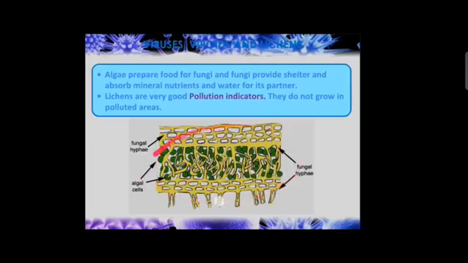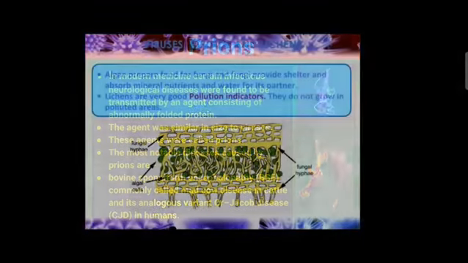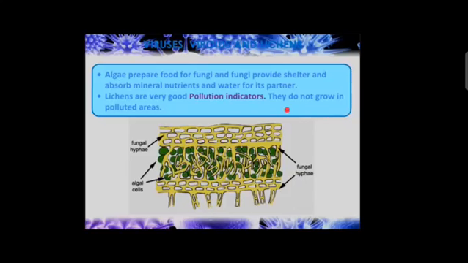The lichens are very good pollution indicators. They do not grow in the polluted areas. Usually if you see the trees, you will find the lichens on the tree bark. But if you don't find the lichens on the tree bark in any area, you can say that that area is polluted, because in the polluted areas they do not grow. If they are growing on the plant, then that area has less pollution. If pollution is not there, you will find the lichen. They do not grow in the polluted areas.